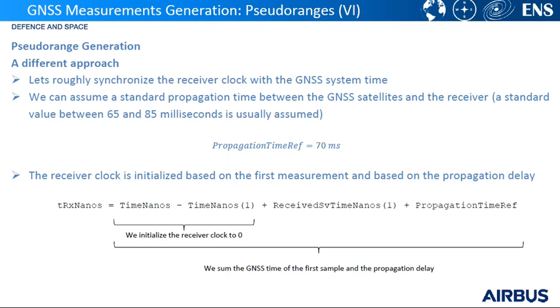Let's use a different approach and roughly synchronize the receiver clock with the GNSS system time. We can assume a standard propagation time between the GNSS satellites and the receiver. A standard value between 65 and 85 milliseconds is usually assumed. The receiver clock is initialized based on the first measurement and based on the propagation delay.